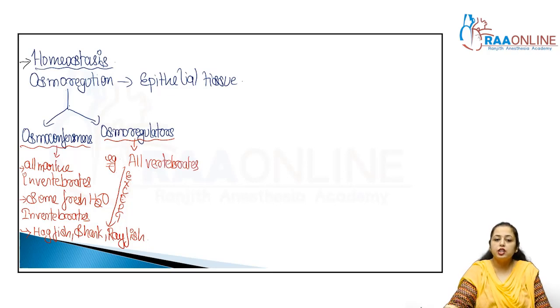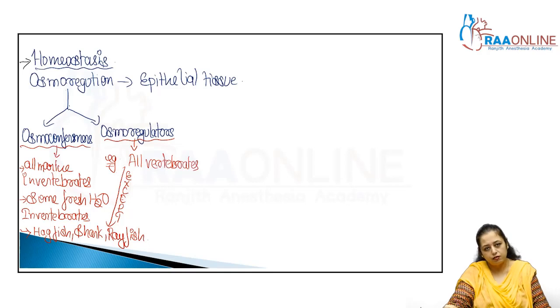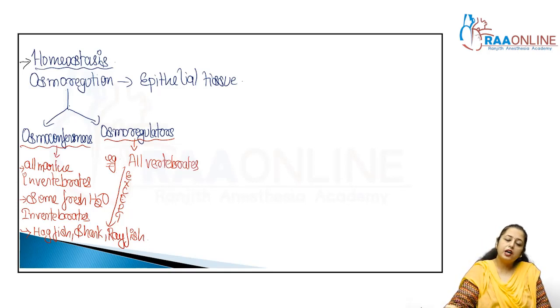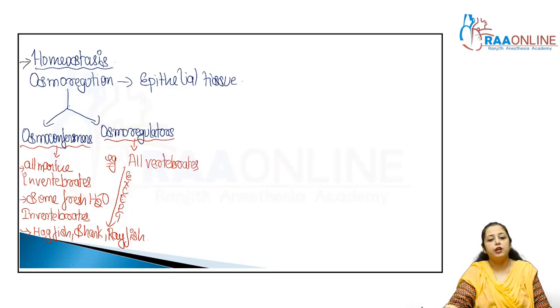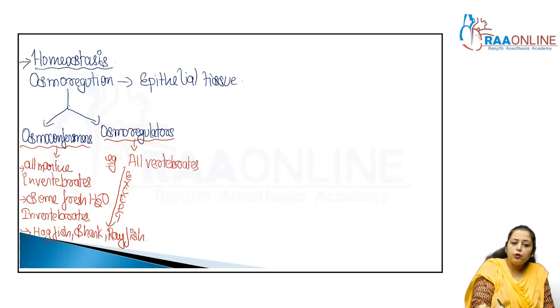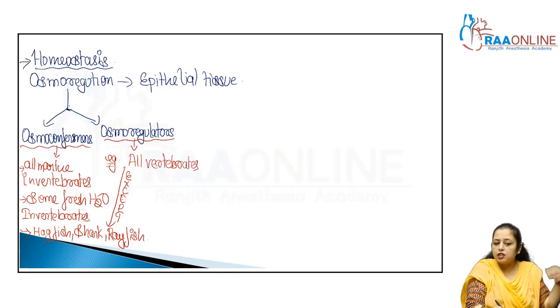And to maintain homeostasis, we have to go for osmoregulation, right? The process of osmoregulation is done by the epithelial tissue. That's why it is also known as the osmoregulatory tissue, right? Now osmoregulation is divided into two parts, right? On the basis of that, we classify the animals into two categories. The first one is osmoconformers, the second is osmoregulators, right?